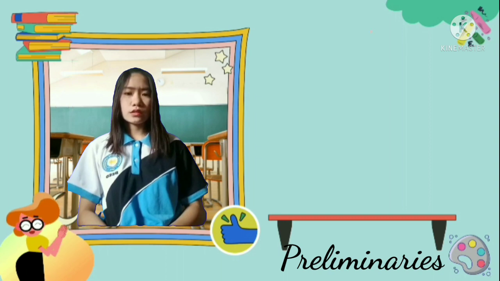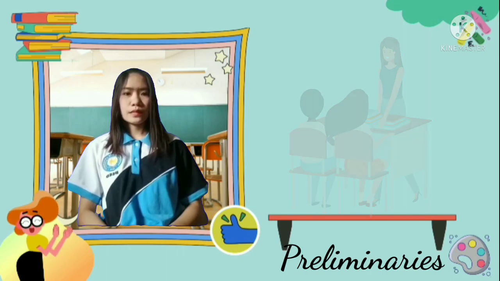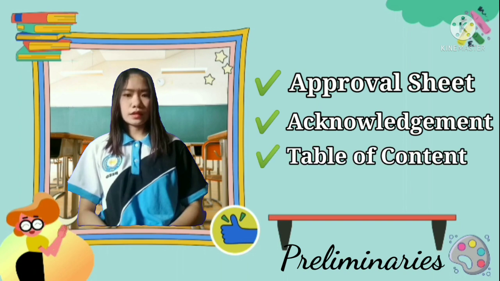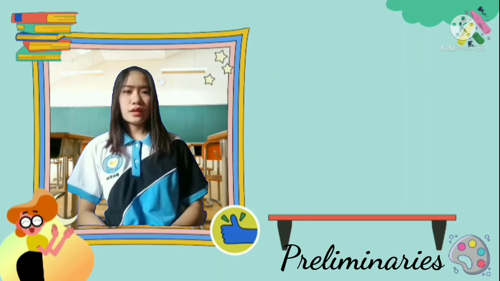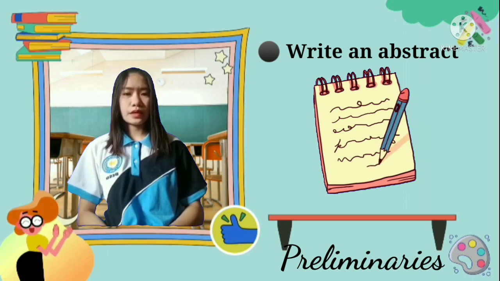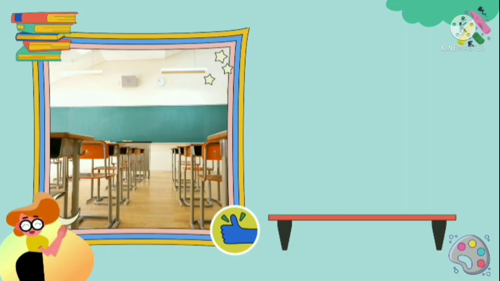Our group will consult with our instructor about the specific guidelines for what to include in the initial stages. We will create the approval sheet, acknowledgement, and the table of contents. Afterwards, we will write an abstract after we have completed the full paper so that we'll know what we will be summarizing.